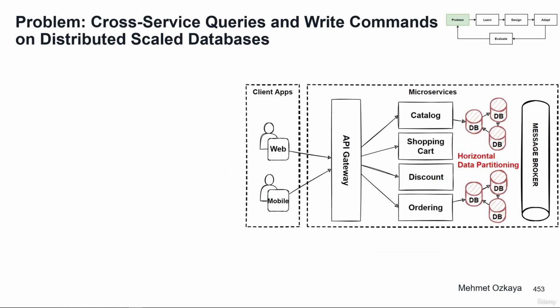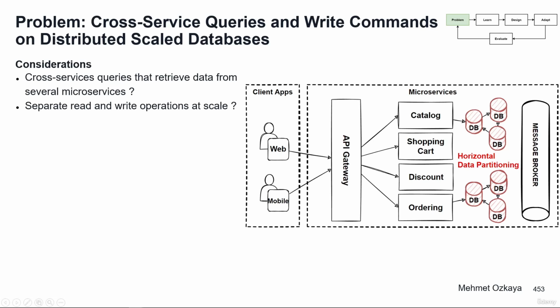So why do we need to manage data in microservices? Because data creates many problems in microservices when it comes to cross-service communication, which visits several microservices for our use cases, and we need to solve this problem. When we are designing an e-commerce application using microservices, the problem is cross-service queries and write commands on distributed scaled databases. That means when we horizontally scale databases and separate data into different shards by applying the database sharding pattern, we should reconsider our commands and queries.